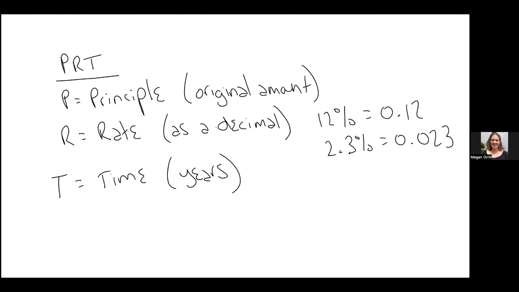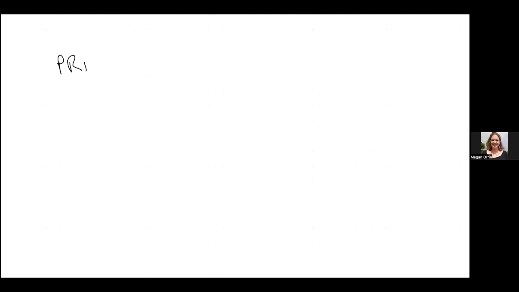All right, so basically you're not really having to do anything particularly difficult today. You're just having to interpret questions. So if we say that our rule is PRT, let's say that I'm going to start with $12,400. Then I'm going to invest that at a rate of 6.2% for 8.5 years.